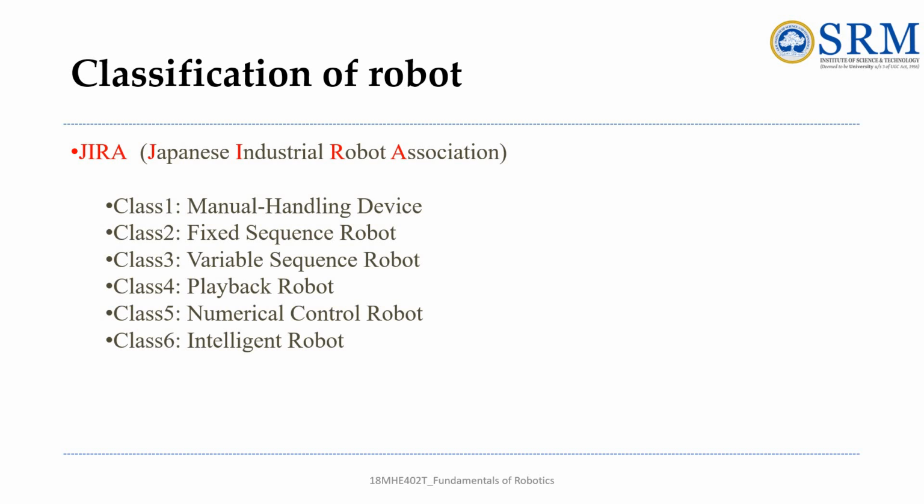Then class 6 is intelligent robot. So this class includes advanced robots that can make decisions and perform tasks autonomously, often with the help of artificial intelligence. So these categories help classify and describe different types of robots based on their capabilities and modes of operations. So this is according to JIRA.